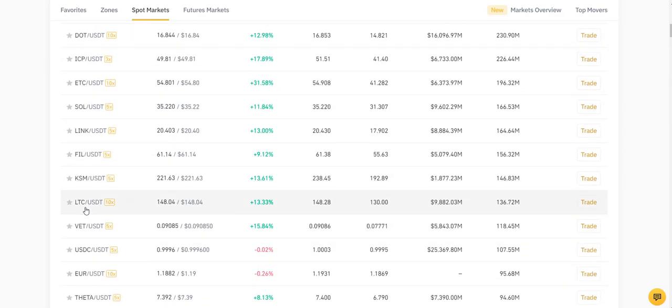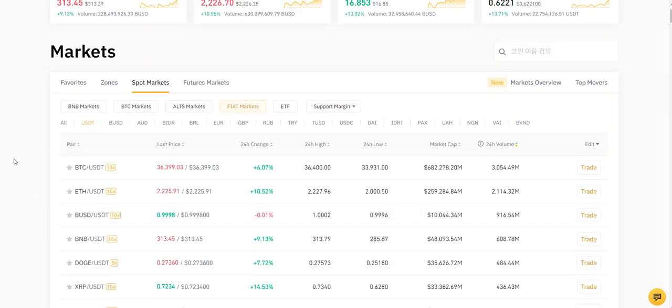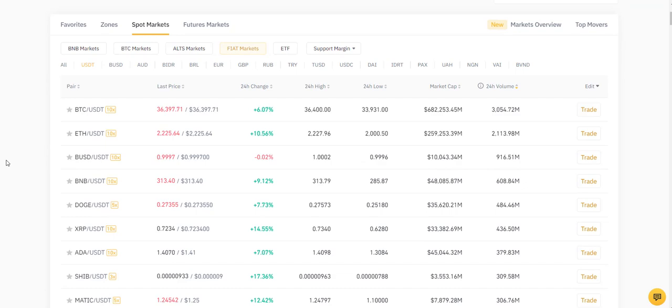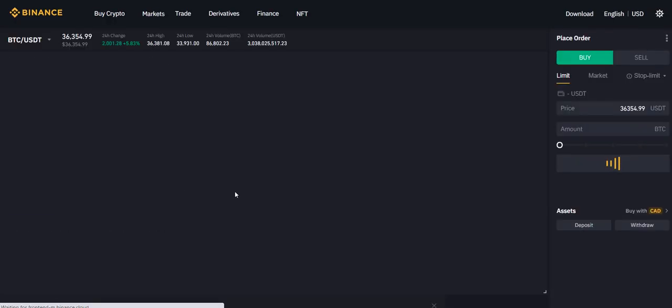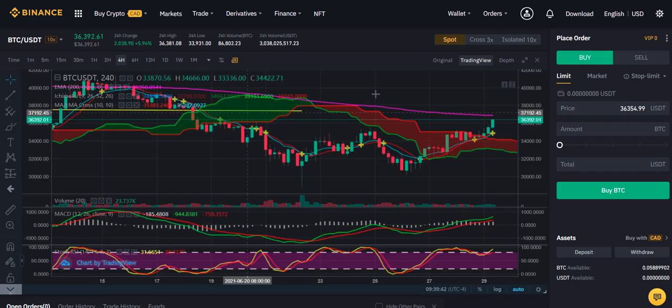Okay, so later during this training, I'm going to show you how to spot good opportunities. But for now, I just want to show you how easy it is to purchase some coins. So let's say, for example, I want to buy Bitcoin. I just need to click on this. It's going to open the price chart. And here, I can buy.